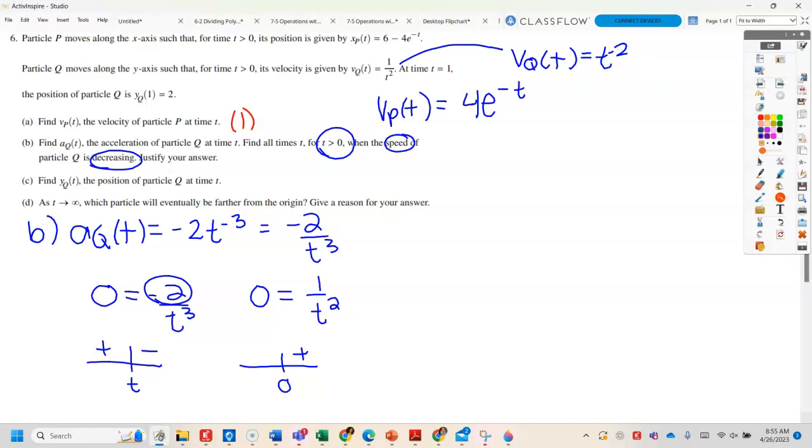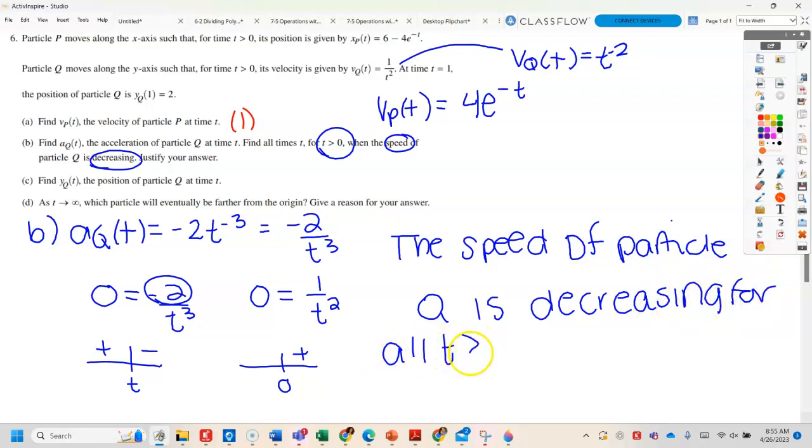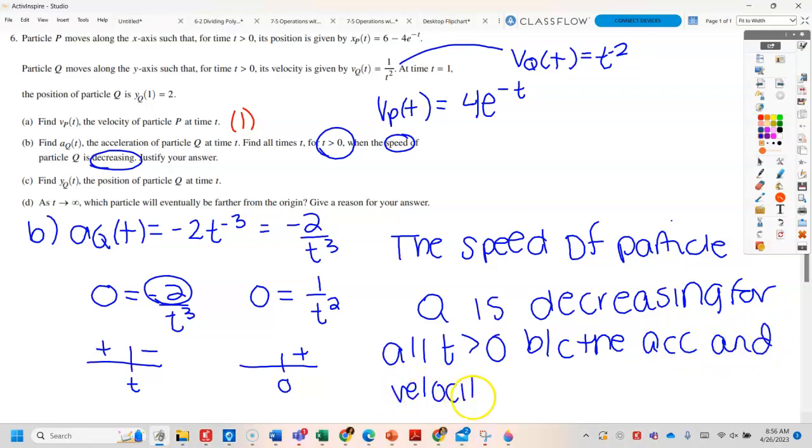So again, we would say that the speed, and you almost want to repeat what they put in the problem, of particle Q is decreasing for all t greater than 0 because the acceleration and velocity always have opposite signs. So now that we've answered the question, 1, 2, or 3 points.